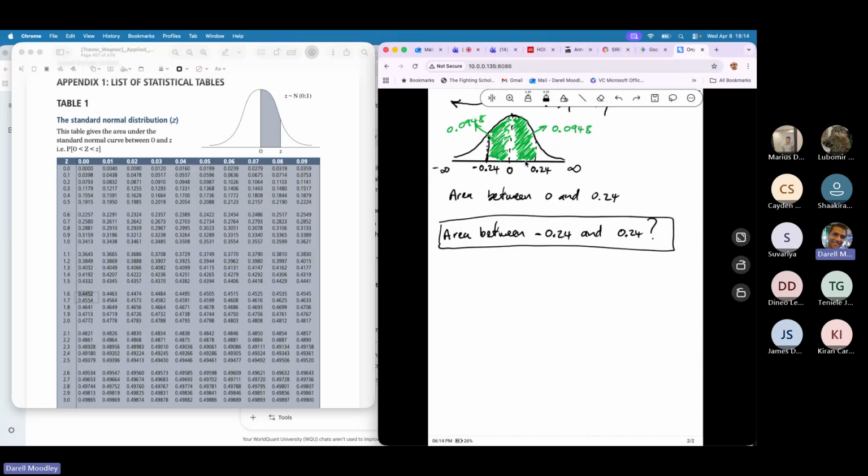Okay, it doesn't matter if you get it wrong. This is the time to actually get it wrong, so you can work through any confusion, because this is what I'm here for, to help you through that. So what do you think the area is between minus 0.24 and positive 0.24?